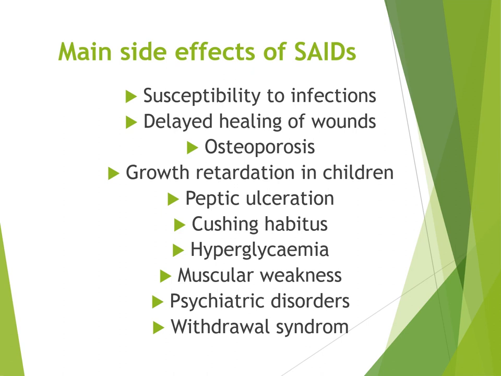Also Cushing syndrome, hyperglycemia, muscular weakness, maybe proximal shoulder pain with myopathy, occasionally due to the withdrawal of corticosteroids. Psychiatric disorders: maybe mild euphoria frequently accompanies high-dose steroid treatment. These may rarely progress to manic psychosis.